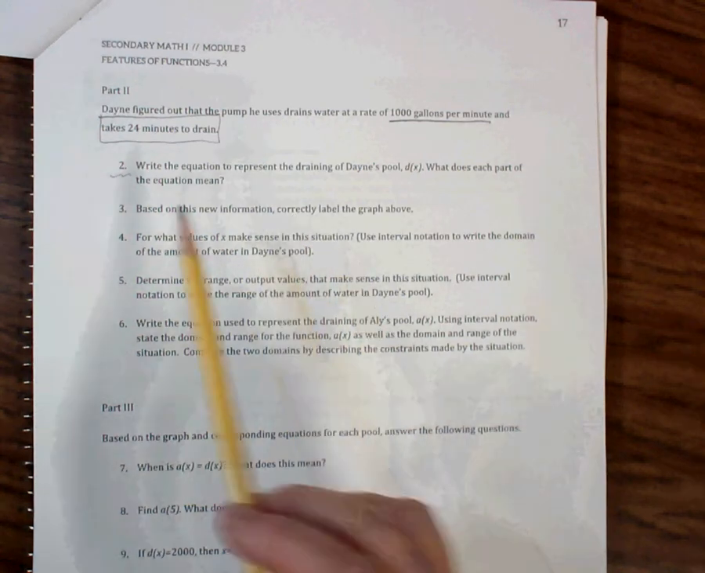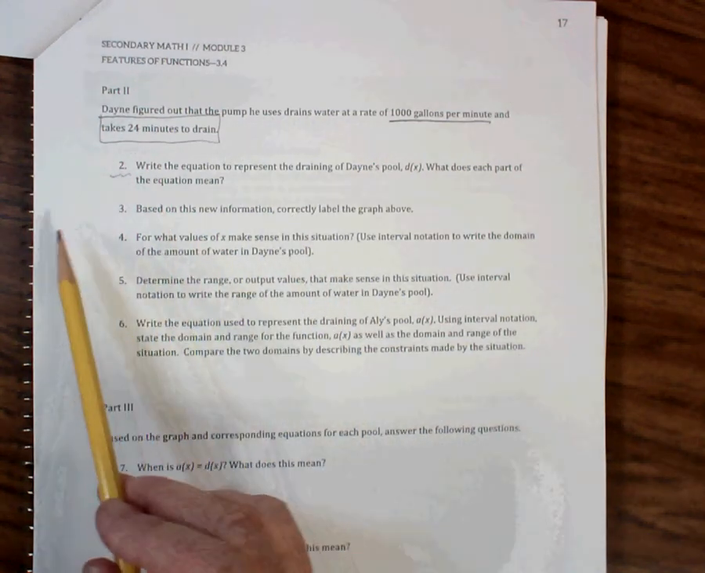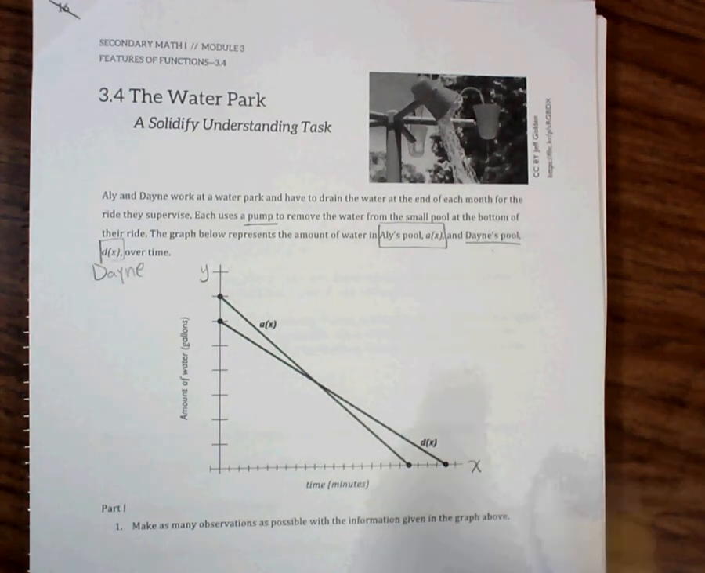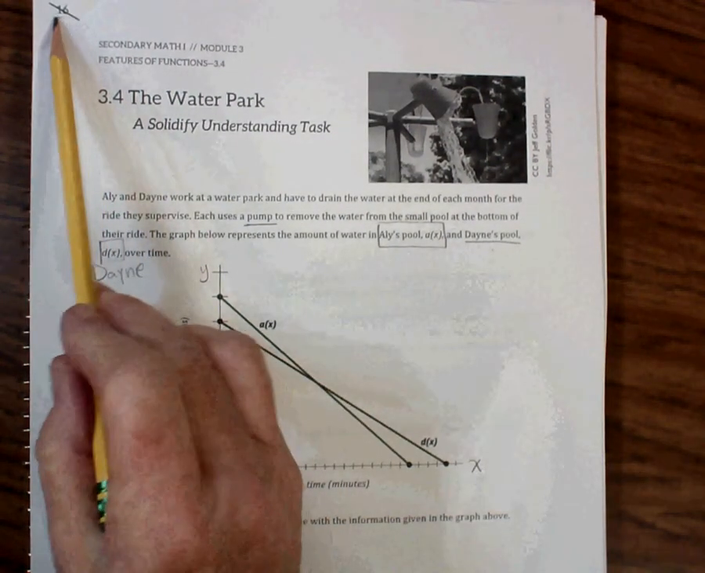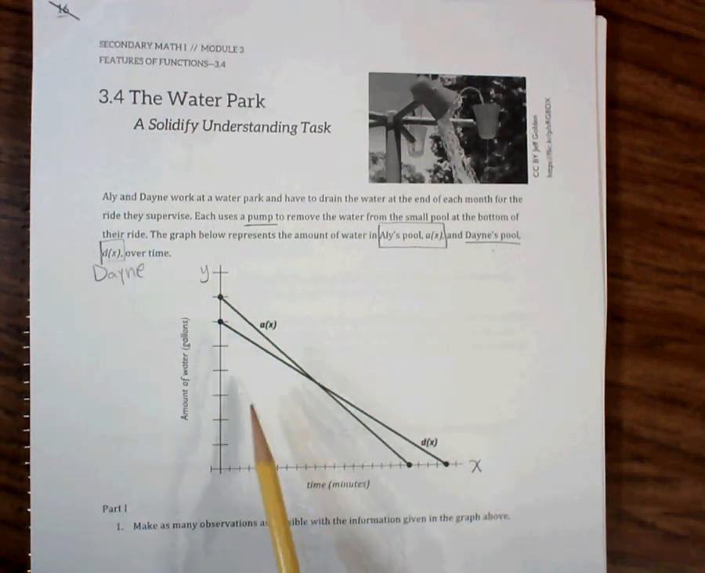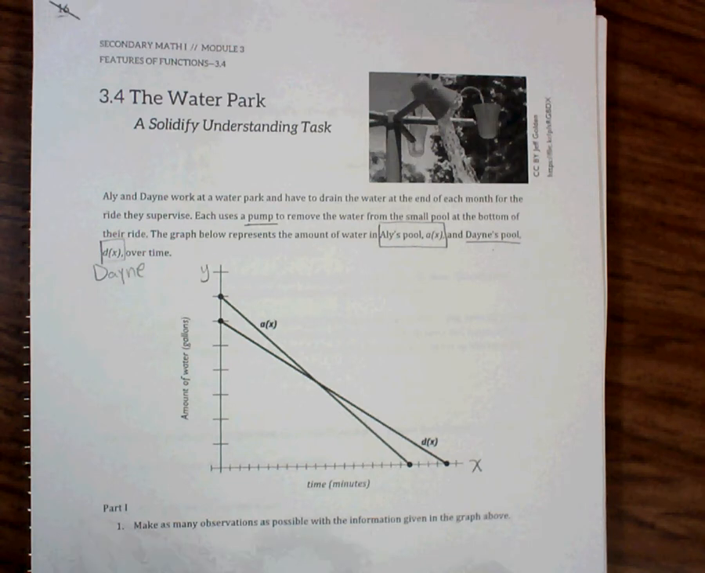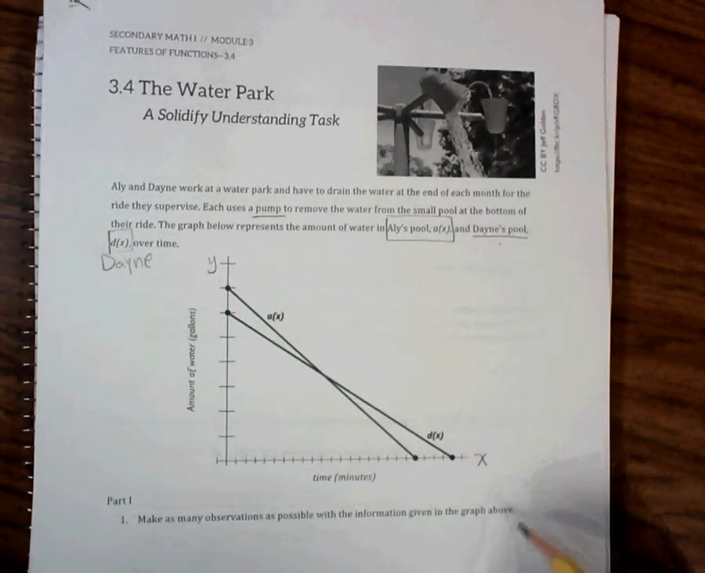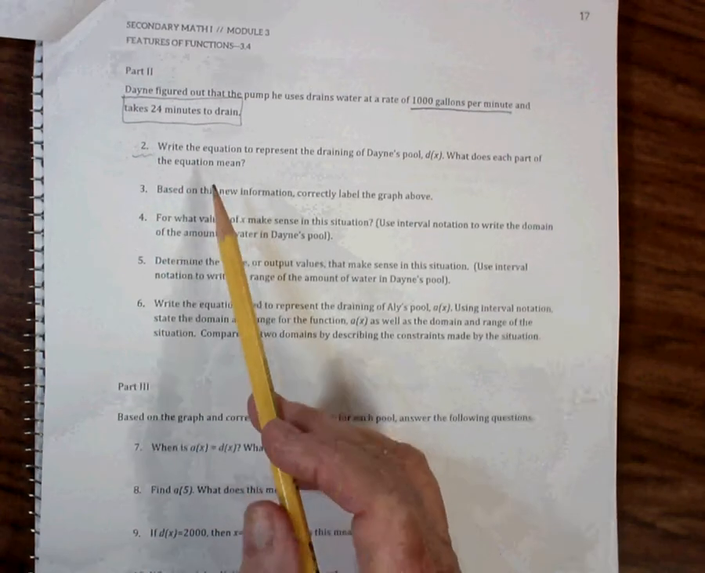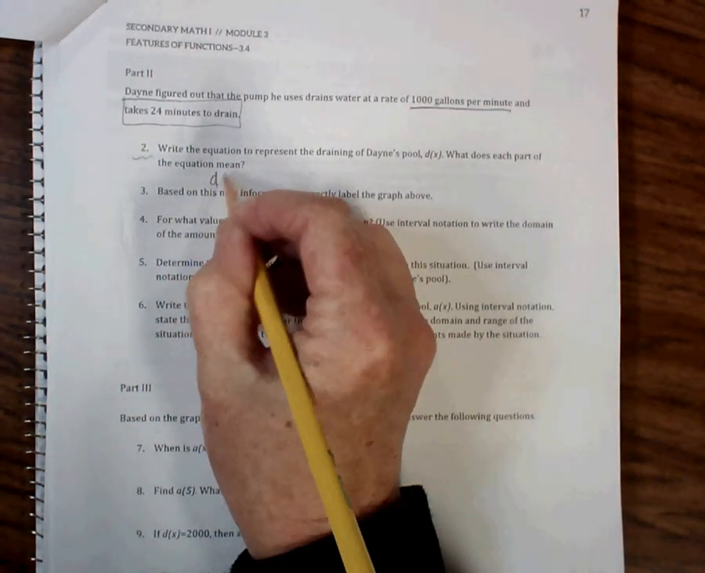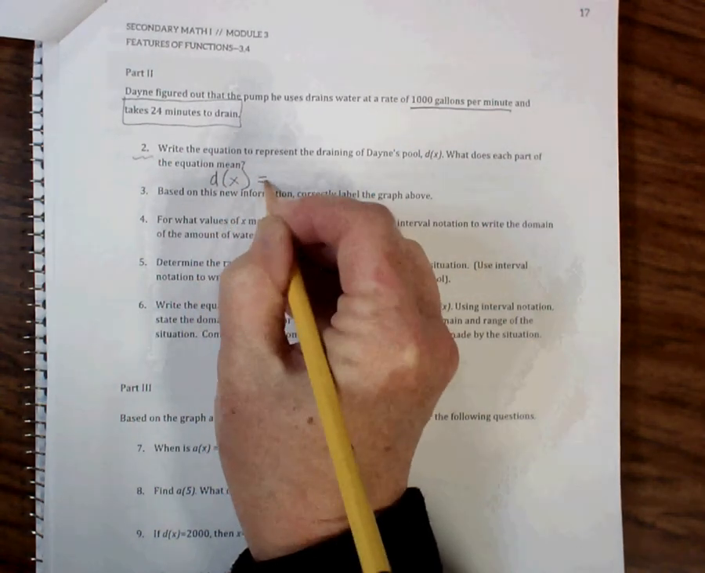So for right now, start back on the first page, which is actually apparently page 16 in the book, and make as many observations as possible with the information given in the graph above. So in about 5 minutes, we're going to stop and share those observations. So once you've done as many as you can, go ahead and start working on your equation. And by the way, it's going to be D of X equals something. And you're writing your equation.